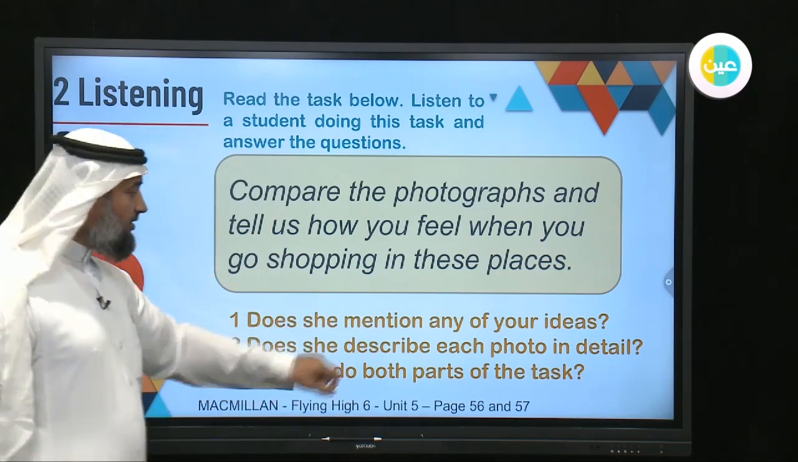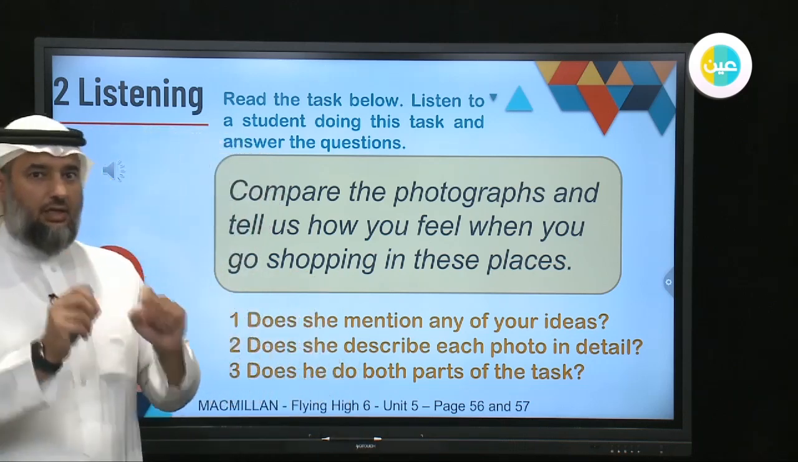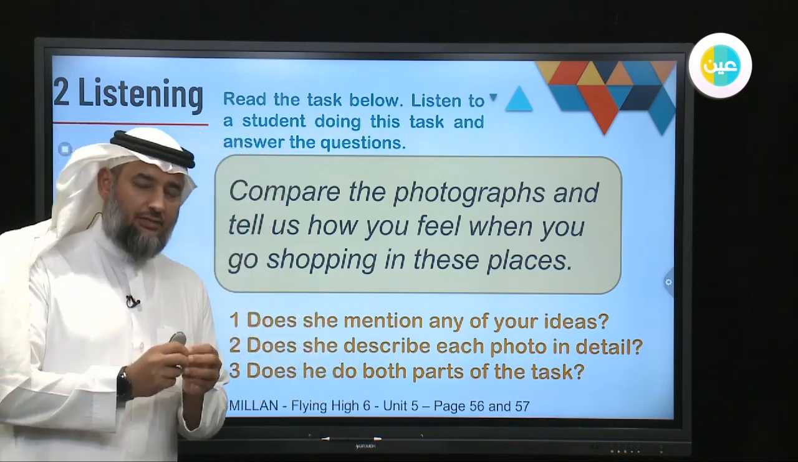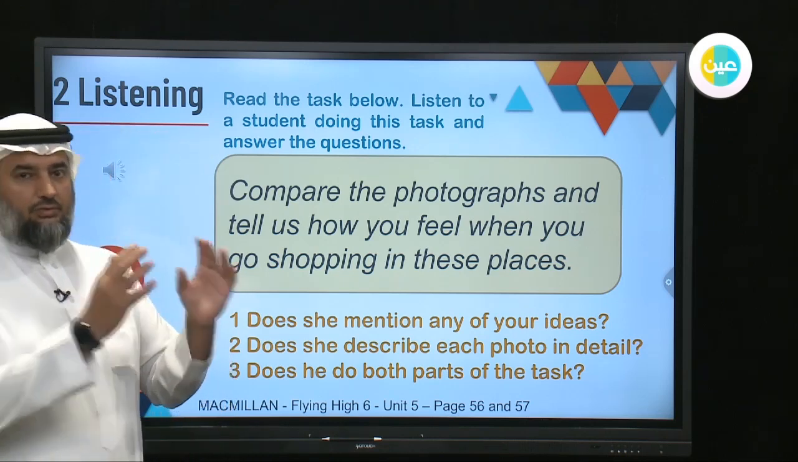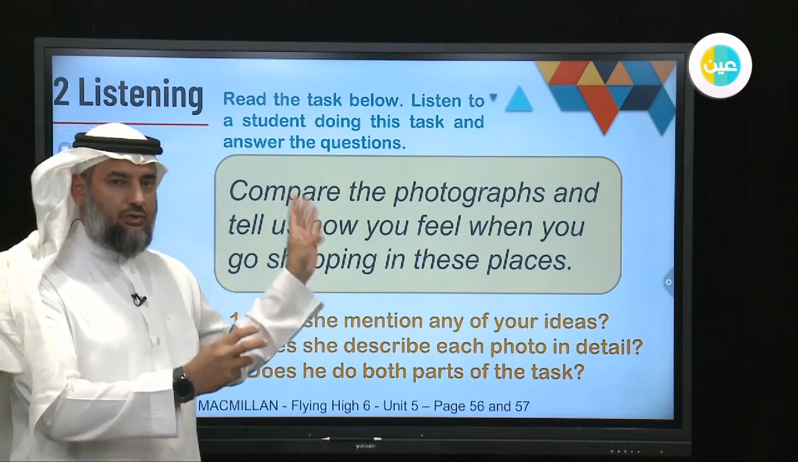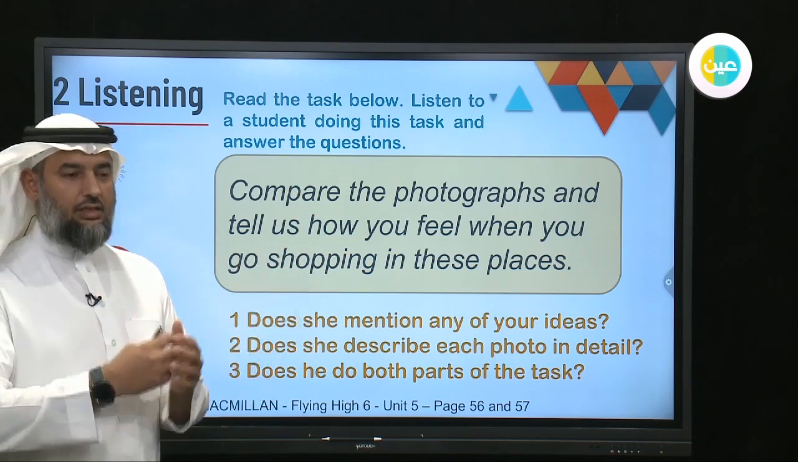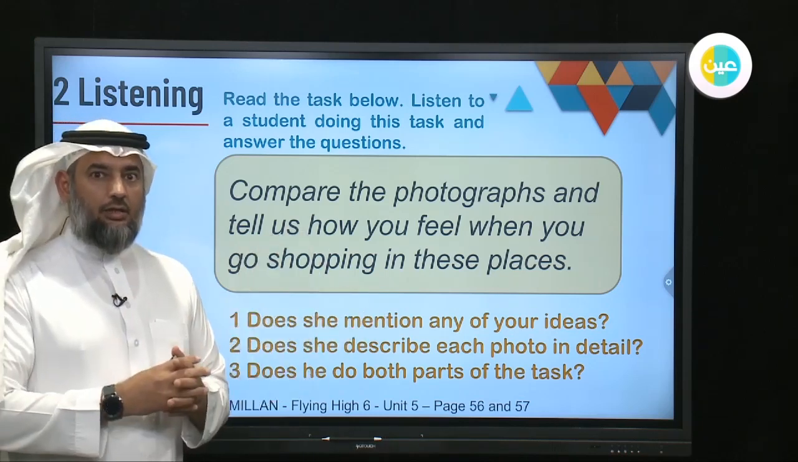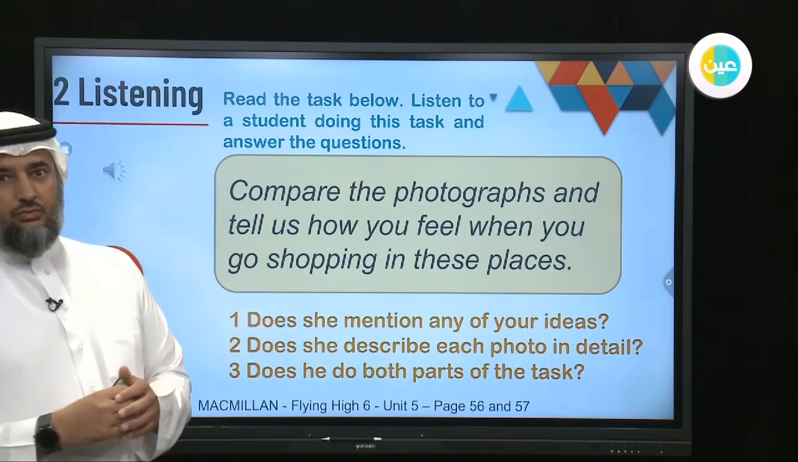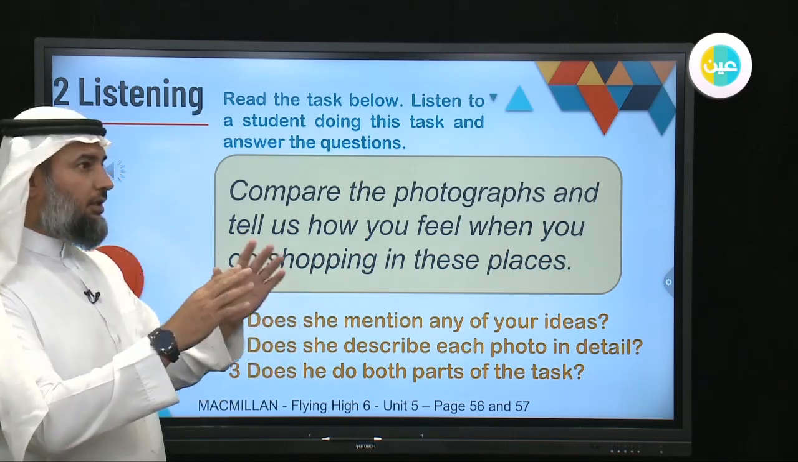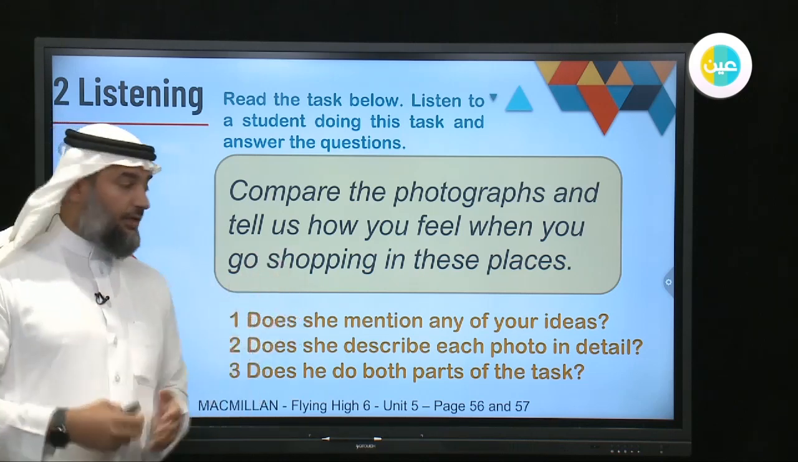No. Does she describe each photograph in detail? Detail means بدقة. So does she describe everything in detail? Yeah, I think so. She described that everything was in packs when you go to the supermarket, but when you go to the old market, you have to ask. Everything is together: the apples were together, the oranges were together. And also she talked about the person who's selling. He looked like he was thinking about something.